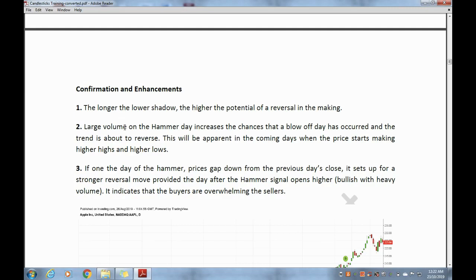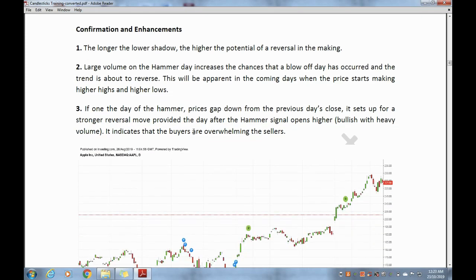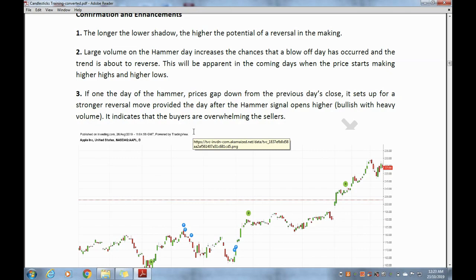Number 2, there has to be a very large volume on the hammer day. Higher the volume, higher will be the chances of a reversal and the buyers coming in place of the sellers. And the third condition, the following day of the hammer must open higher, or as we saw in the earlier example, it must gap up. So that is a very important condition.